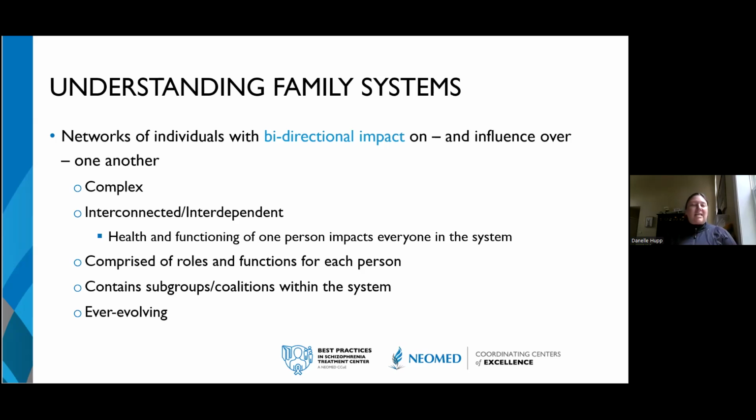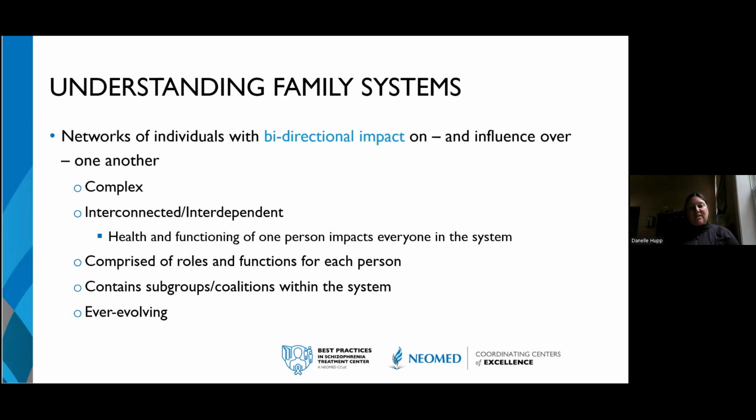So just in general, when we're talking about family systems, we're talking about a network of individuals, each with their own personalities, each with their own histories, each with their own experiences, that have this bi-directional or reciprocal influence on one another. So impact and influence.